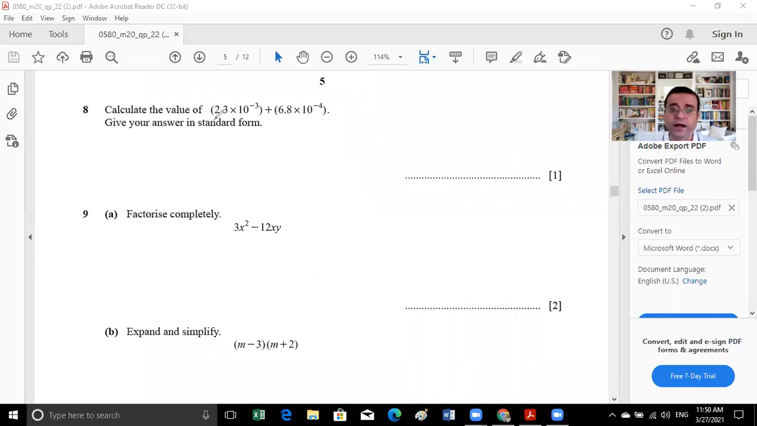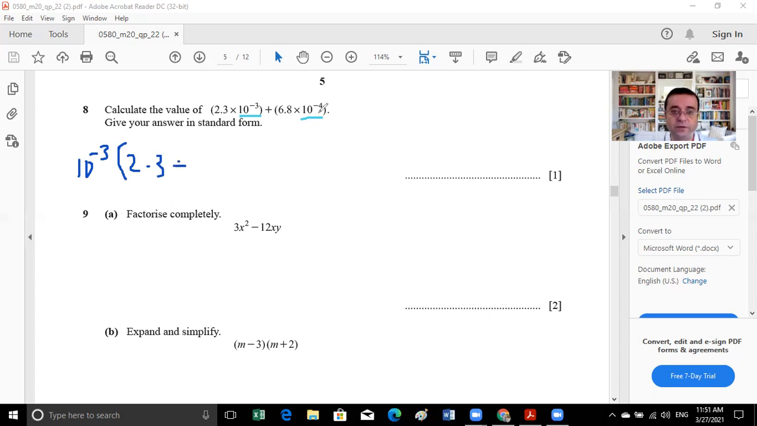Any common factor between this 2.3 and 6.8? No, there's no common factor. Any common factor between 10 to the power minus 3 and 10 to the power minus 4? Of course, I have 10 to the power minus 3. Open bracket. Watch carefully. 2.3 times 10 to the power minus 3, we got this. Plus. Oh, why 2.4? I wrote it down. 2.3. Are you with me?